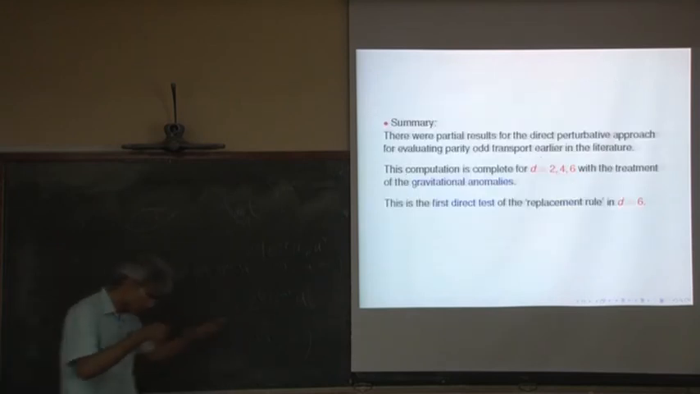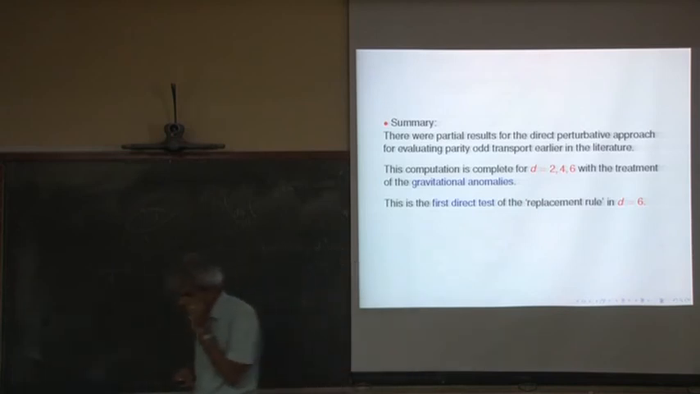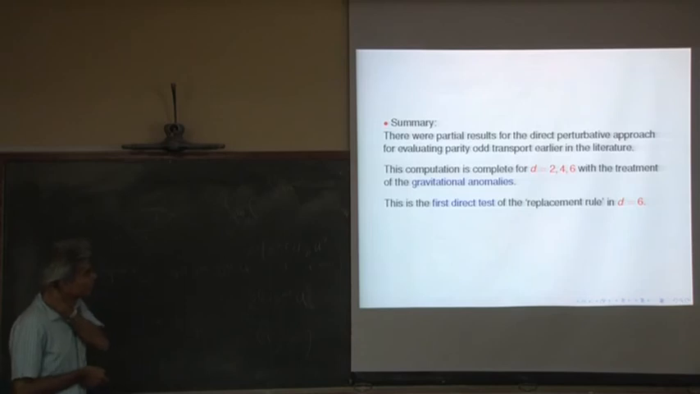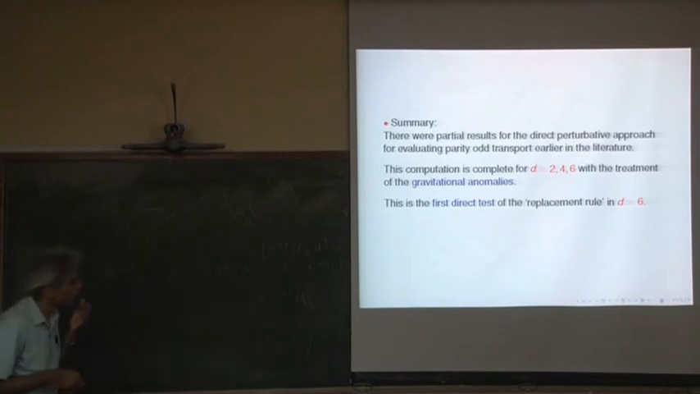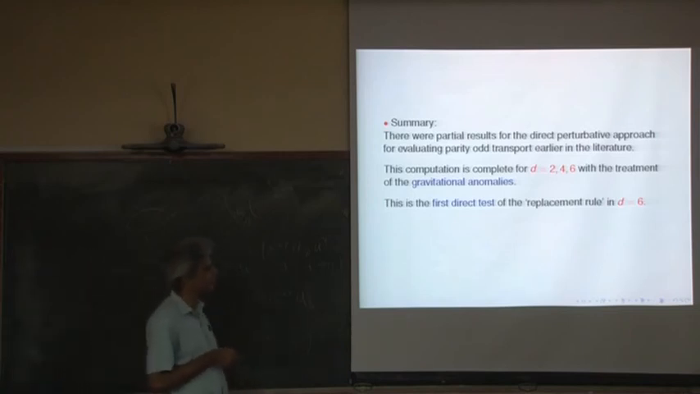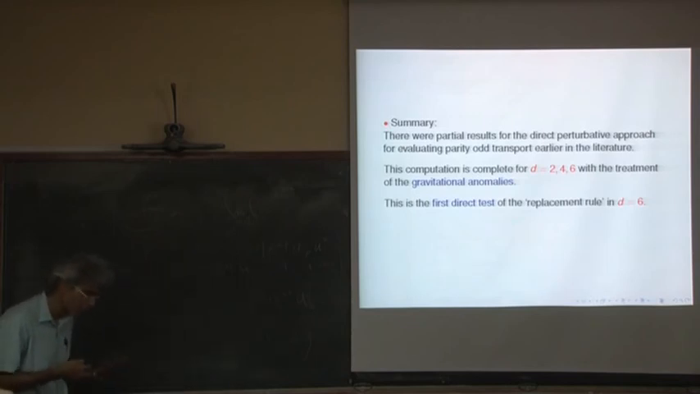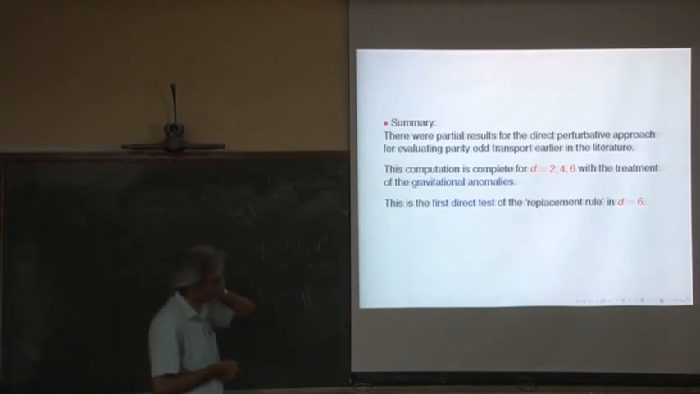So let me just summarize, because a lot of people are actively working on this, and I just want to place it a little bit in context. There were partial results from direct perturbative calculations before, especially in 4 dimensions, by Landsteiner's group. But I think the contact terms were not taken into account very carefully. Since holographic answers were known, our computation is complete, with a detailed treatment of the gravitational anomaly. And in D equal to 6, it's a test of this replacement rule of Loganayagam.